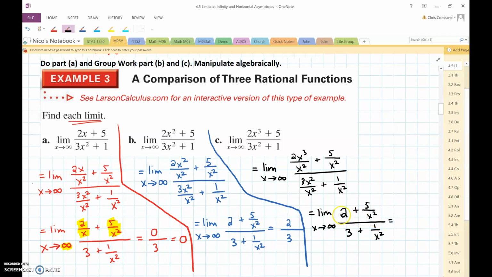So now let's look at the numerator. This would be 2, and as x is approaching infinity, this would be 5 over infinity squared, which would be 0. 2 plus 0 is 2. The denominator, you'd have 3 plus, again, 1 over infinity squared, so it's going to be 0. So this would be 2/3 again.